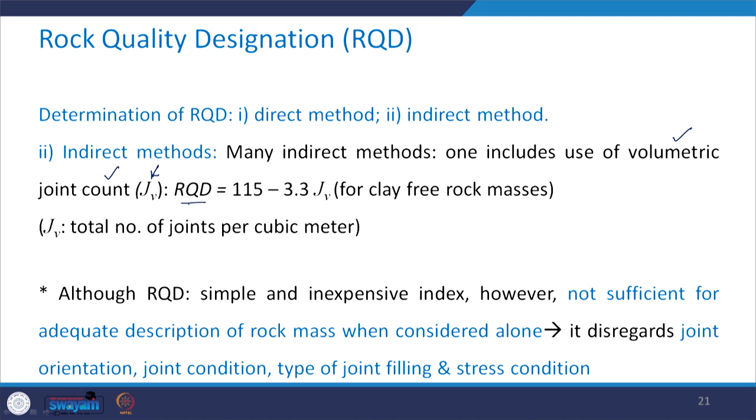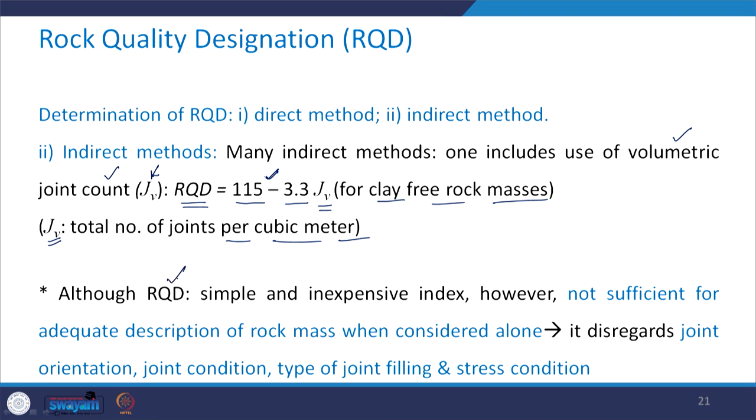And the expression for RQD is given as 115 minus 3.3 times JV. Now you have to be careful that this expression is valid for clay free rock masses. That means in all the joints, there is no gouge material or deposition of clay type of material. So this JV is the total number of joints per cubic meter, and this you have to find out manually when you go to the field.